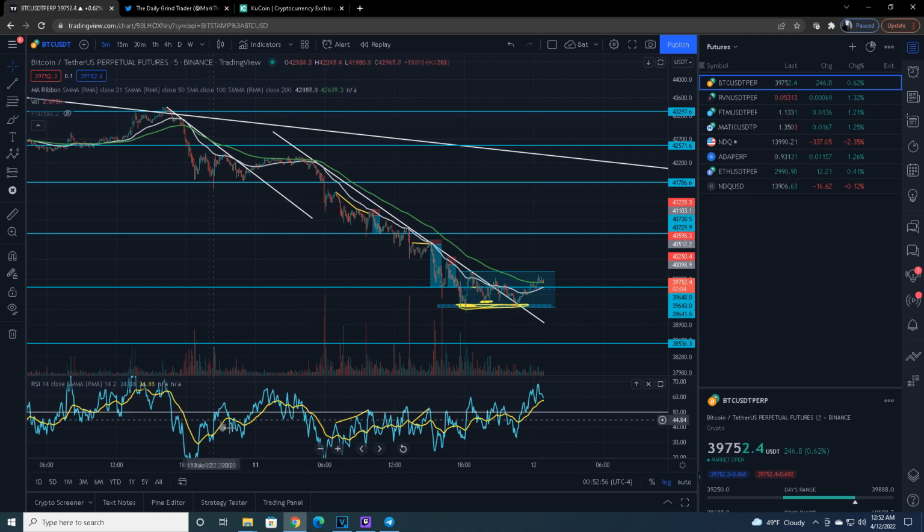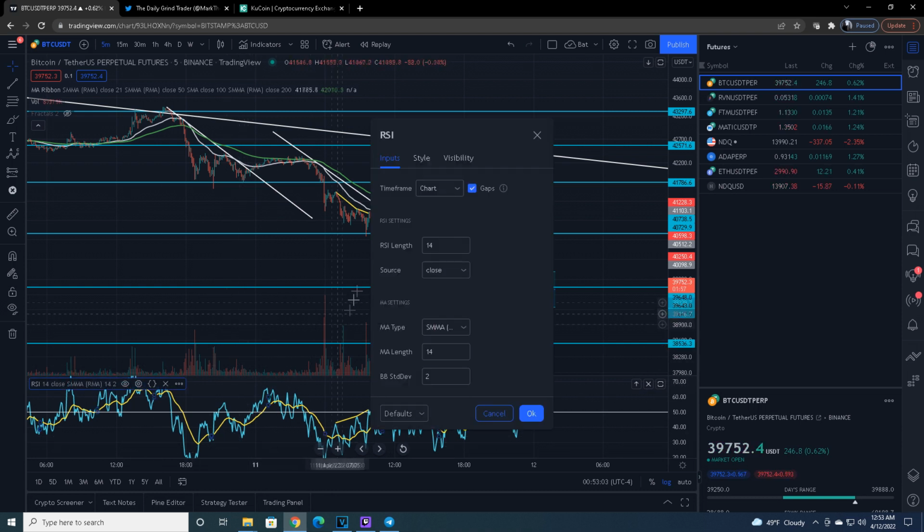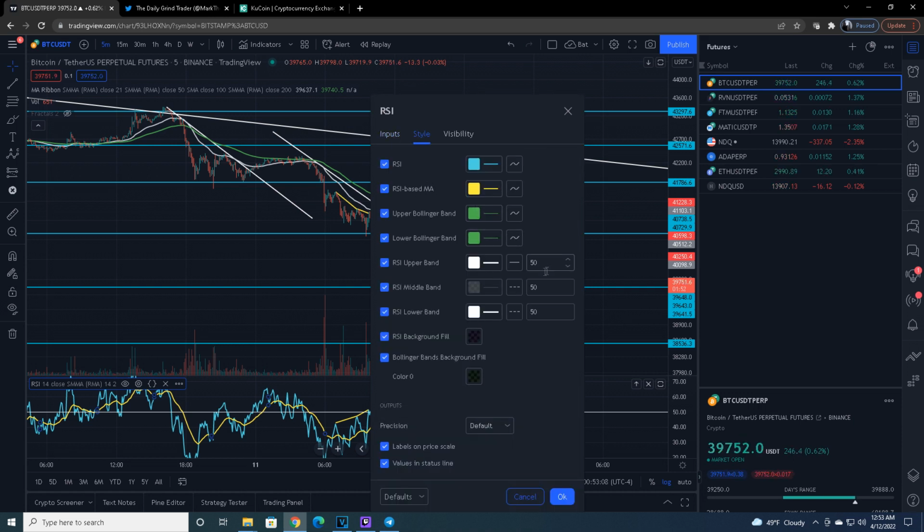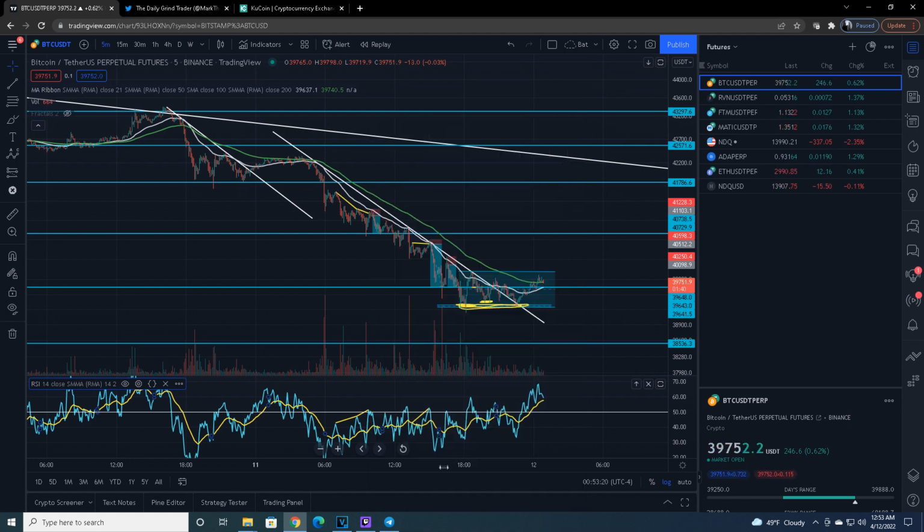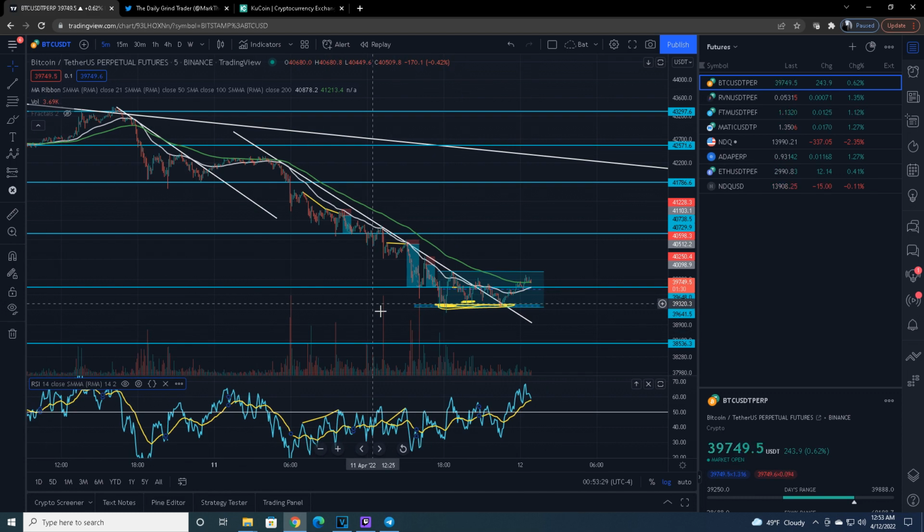RSI, and we set up our RSI with no 70, 30 high low. We're just looking at a 50. So we are looking at 50 upper band, 50 lower band. Middle band can really just be whatever, but just a solid white line at 50, and that's all we use because we're just looking for our strength and our weakness and see where we're at on the RSI. We're not looking for overbought, we're not looking for oversold.